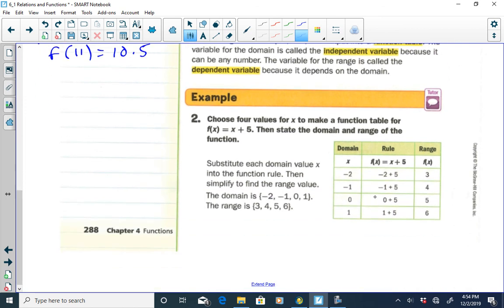So here's an example. Here's our function. F of x is equal to number x plus 5. The domain values or input values, right, are independent variables. Negative 2, negative 1, 0, and 1. The outputs depend on the inputs. So these are your dependent variables, or your range. Your range values, or your y values, or your f of x values are 3, 4, 5, and 6.